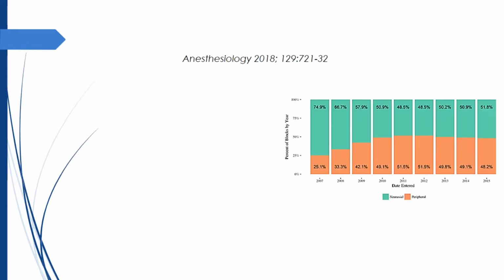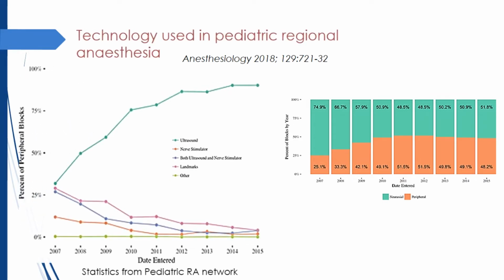While the total number of children receiving regional anesthesia has increased over the years, there's also a gradual shift towards using peripheral nerve blocks. In 2007, 75% of regional anesthetics were central neuraxial blocks. In 2015, the ratio has become somewhat like 50-50. What has brought about this change?